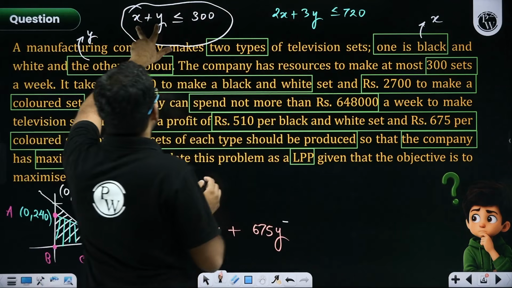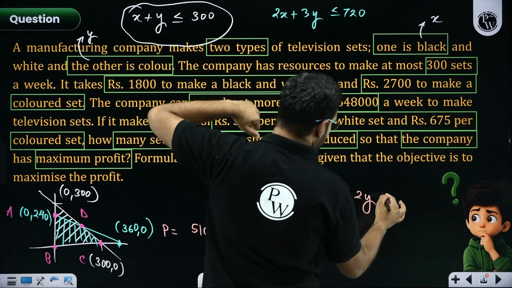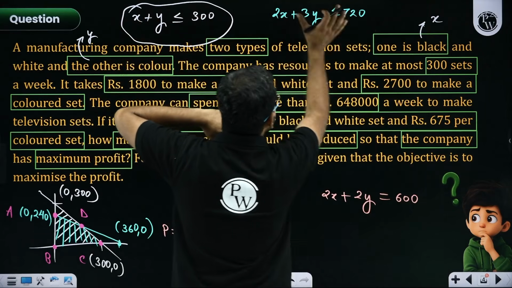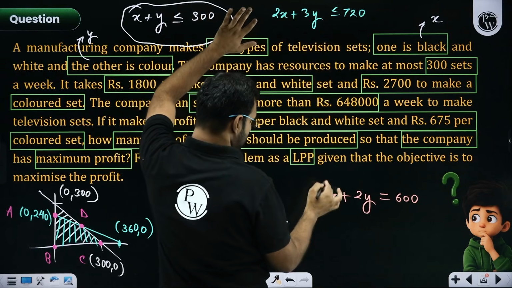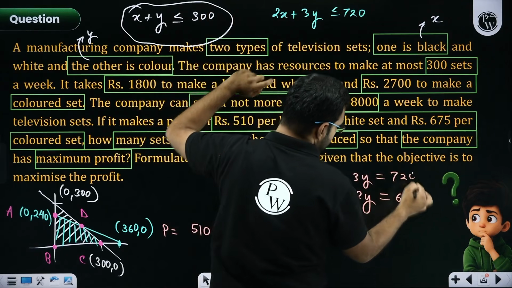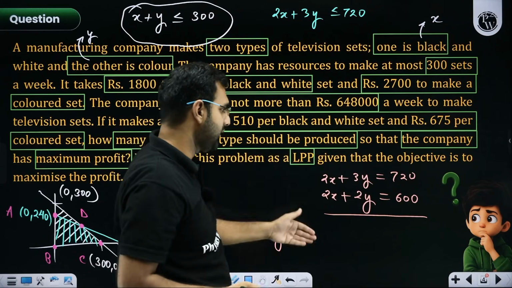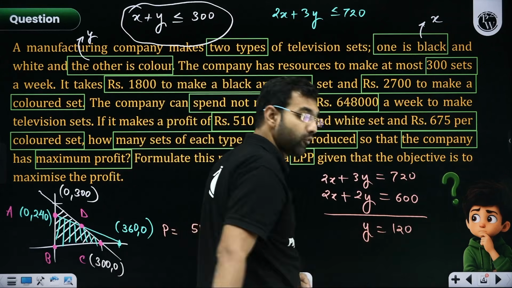If I multiply the first equation by 2, it will become 2x plus 2y is equal to 600. I keep the other equation as it is, which is 2x plus 3y is equal to 720. If I subtract this from this, 2x and 2x are cancelled, and y leaves you with 720 minus 600, which is 120. Everybody got this?